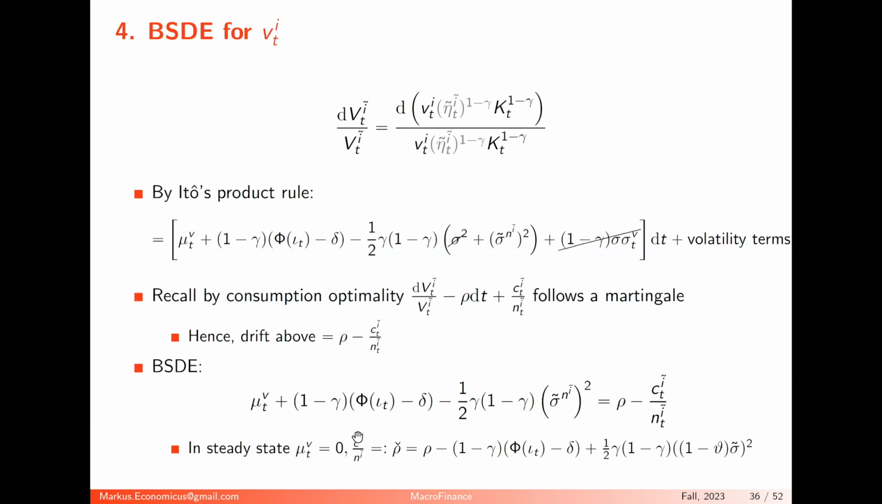So you get this expression. And then that's my backward stochastic differential equation. This is the guy here. And then in steady state, I'm interested in the steady state. This little v is not drifting. So I would like to know what the steady state is. And then I solve everything for this rho hat. Sorry, the consumption net worth ratio is rho hat. And then I get for my rho hat this expression.